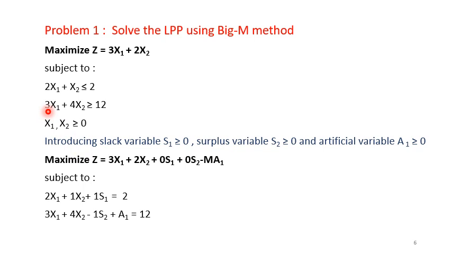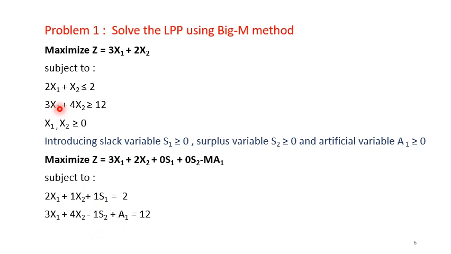But in the second constraint, 3x1 plus 4x2, the sign is greater than or equal to. So the general format of a simplex model is not represented here. Since LHS is greater than or equal to RHS, you cannot add a slack variable. You have to introduce a surplus variable S2. The surplus variable will have a coefficient of minus 1.